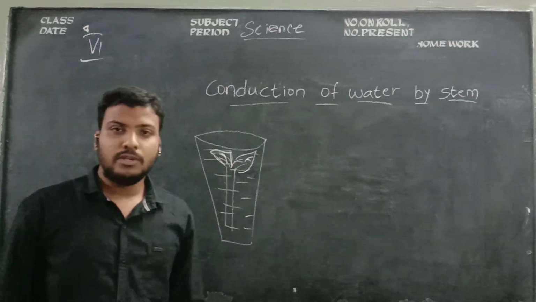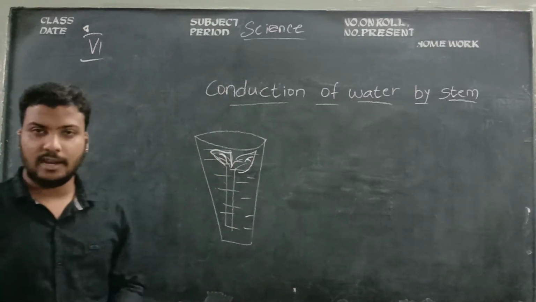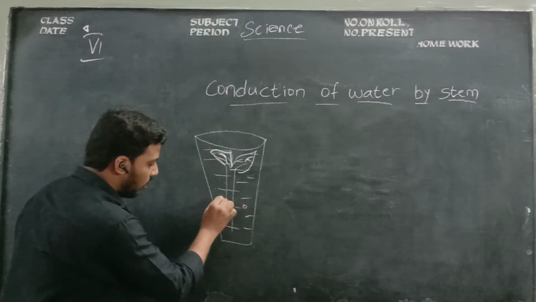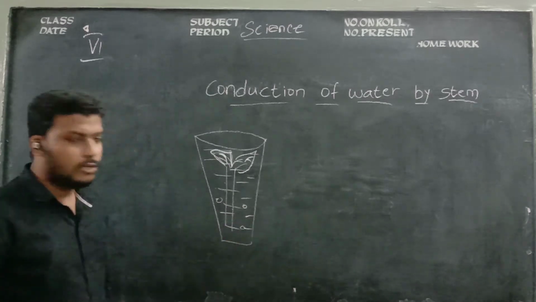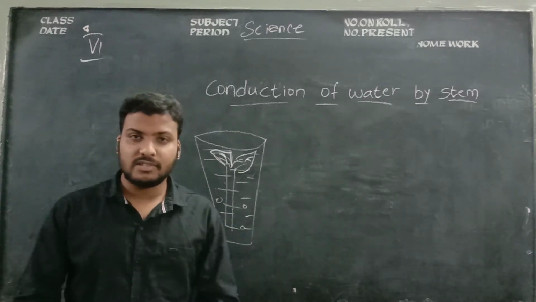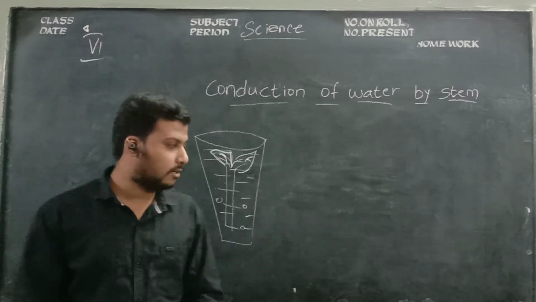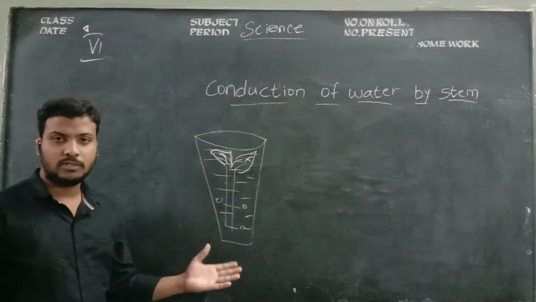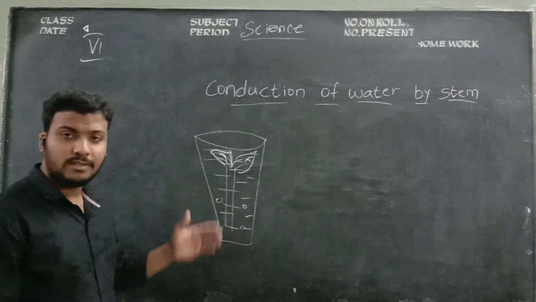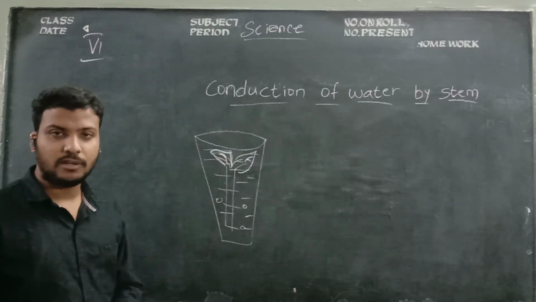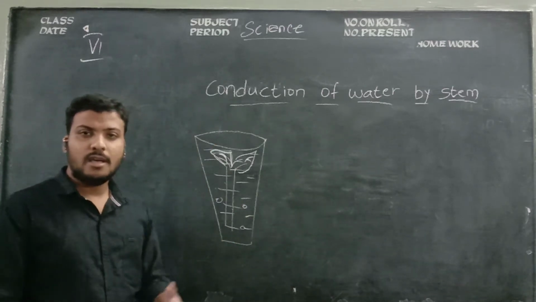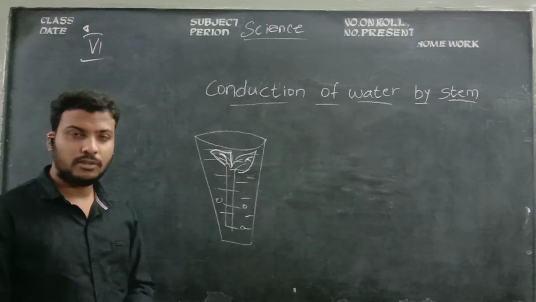So right now you take red ink. You know red ink. Put 2 to 3 drops of red ink in this water, children. After putting the red ink in the water, it changes its color. Yes or no? Which color? To red color. The water will change its color to red. Water doesn't have any color, it is transparent. So whenever you put 2 to 3 drops of red ink, it changes its color to red, children.